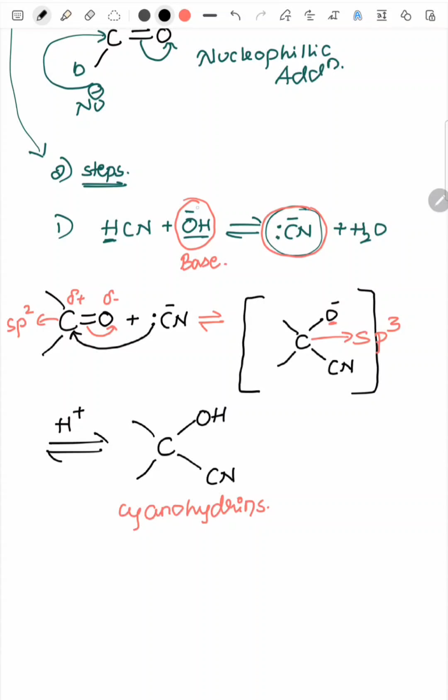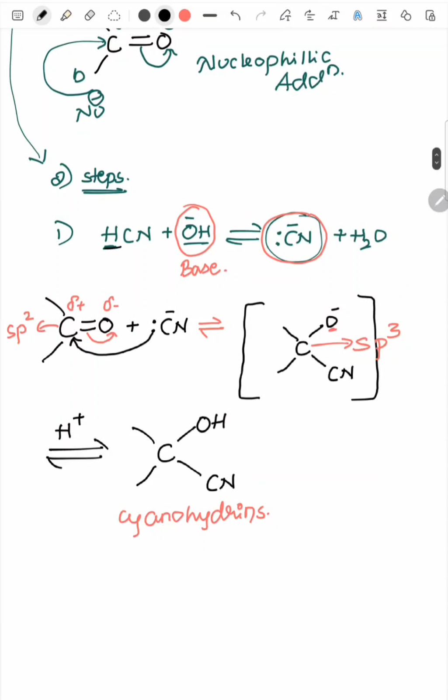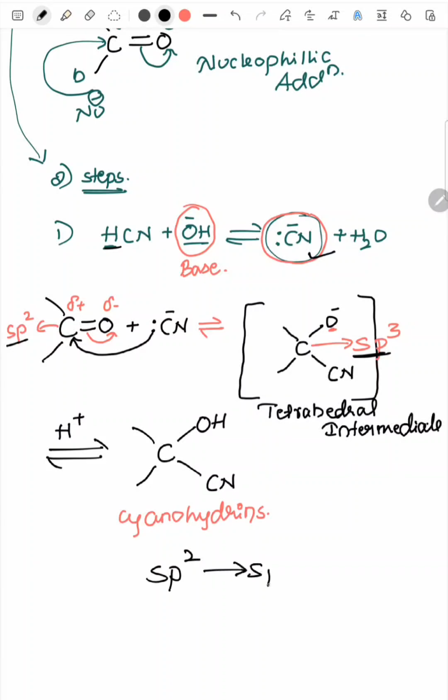Once again I repeat, the OH minus, the base, will take this proton, that is H, and generates the CN minus nucleophile. This CN minus nucleophile attacks the carbonyl carbon, the double bond shifts onto the oxygen and forms this intermediate. This is called a tetrahedral intermediate. Remember, this is called a tetrahedral intermediate. Why? Because the hybridization now changes to sp3, but earlier it was sp2. After being attacked by the nucleophile, the hybridization of carbonyl carbon changes from sp2 to sp3, means from planar triangular it becomes tetrahedral. At the end, again this tetrahedral intermediate is unstable. It immediately takes a proton to form the cyanohydrin.